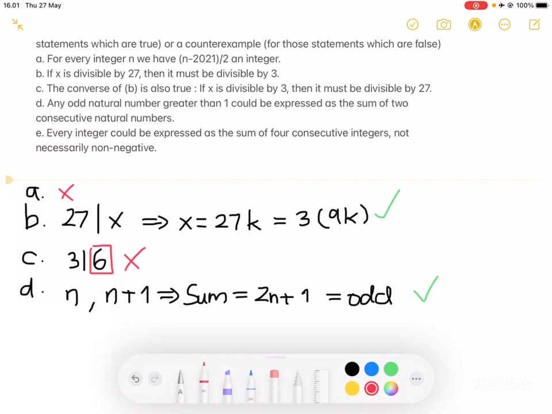Now notice you can plug in some values for n. Let's take n equal to 1, therefore the sum is 3. Coming back to our assumptions, the two consecutive natural numbers are 1 and 2. Checking for 5, we have 2 and 3, and so on.